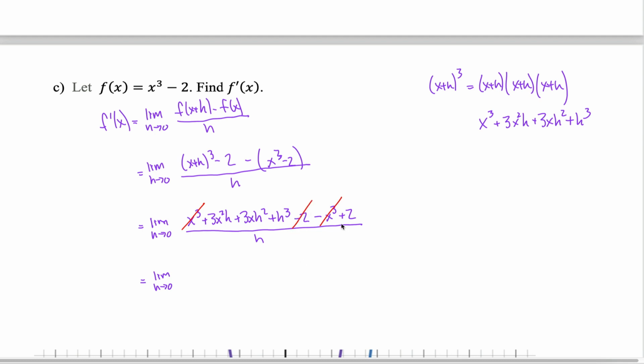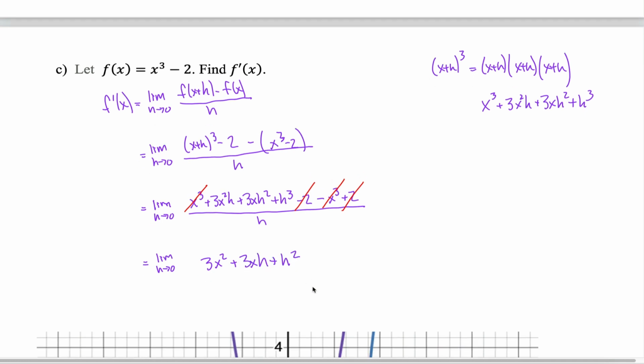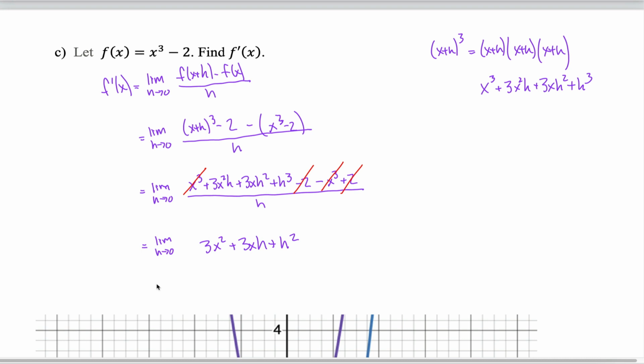There's a negative 2 right here, but there's a positive 2 right here. How convenient. Getting rid of all that stuff leaves me with these three terms. They each have an h in them. I can cancel an h from each of these terms with this h, and that would leave me with 3x squared plus 3xh plus h squared. I want the limit as h approaches 0 of this expression.